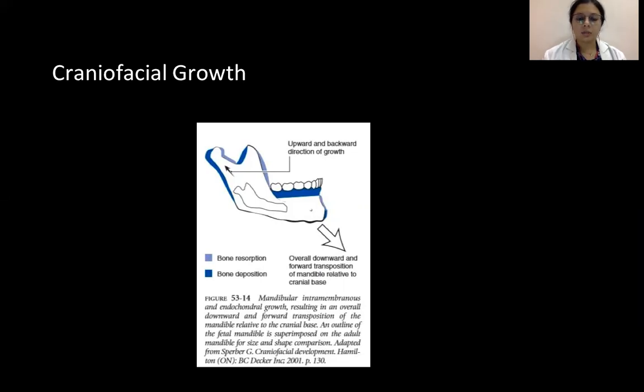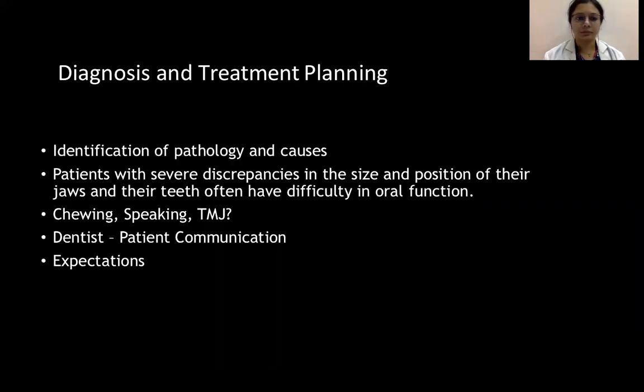Mandibular intramembranous and endochondral growth results in an overall downward and forward transposition of the mandible relative to the cranial base. An outline of the fetal mandible is superimposed on the adult mandible for size and shape comparison.